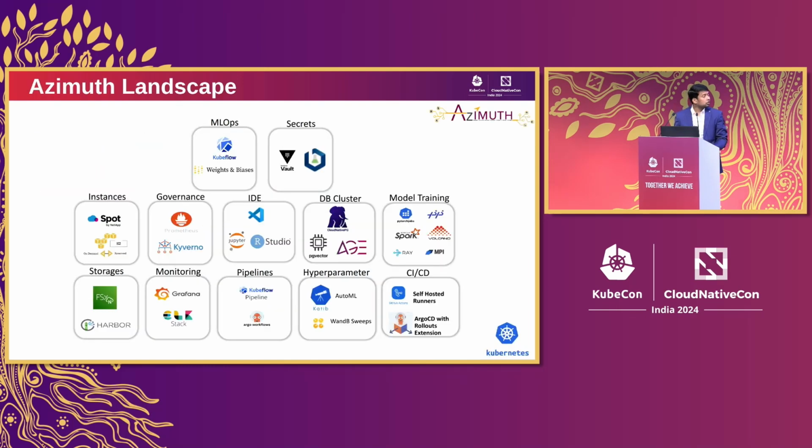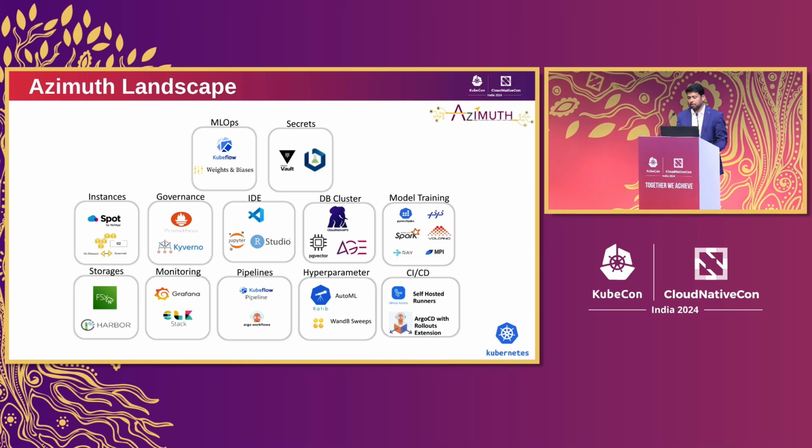So this is the Azimuth landscape. 3 years ago, we had only 1 component, and now we have this many components. For MLOps, it has 2 components. One is Kubeflow, and the other is Weights and Biases. Kubeflow is the open source machine learning platform, and Weights and Biases is the licensed one. The project team who uses deep learning PyTorch prefers Weights and Biases.